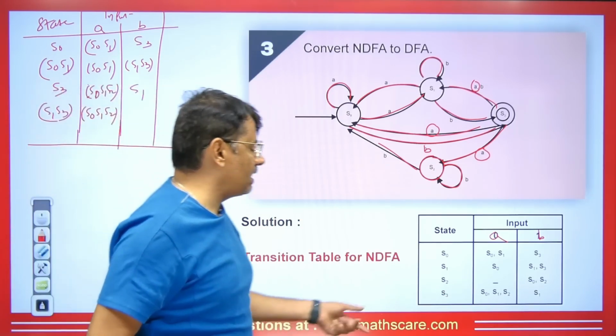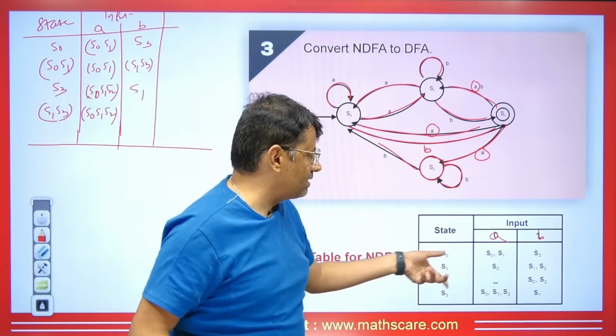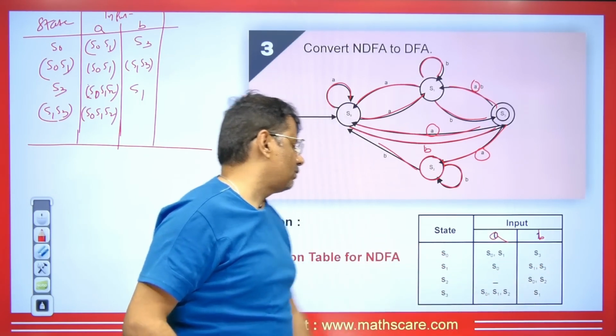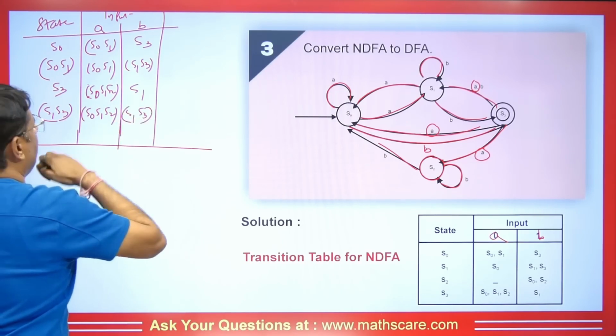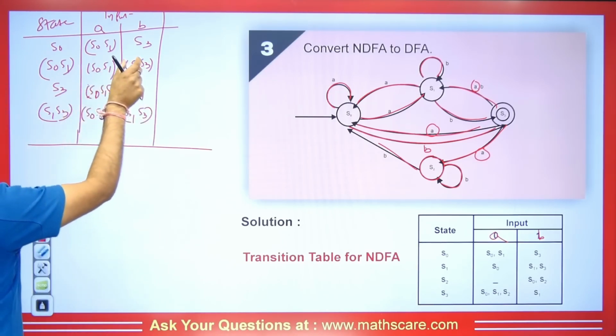Now in S1, S3 on B, the input we have on S1, S3 is S1, S3 and S1. So S1 and S3 both are going to be covered, right? So we will write S1, S3. We have already written this and this has also been written.